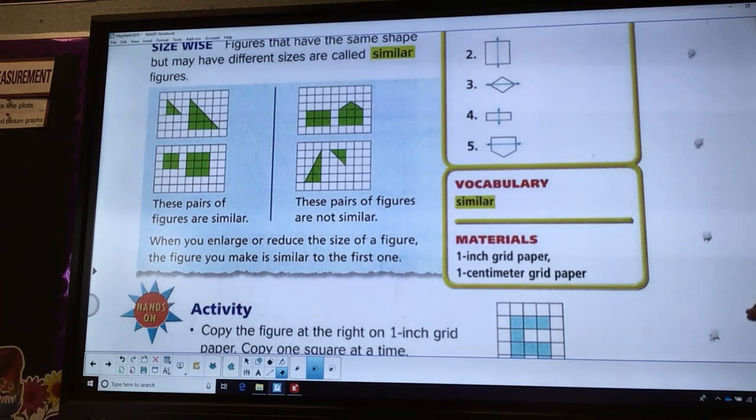When you enlarge or reduce the size of a figure, the figure you make is similar to the first one. But keep in mind, it is very, very important in this lesson to remember, it has to be exactly the same shape, but just a different size.